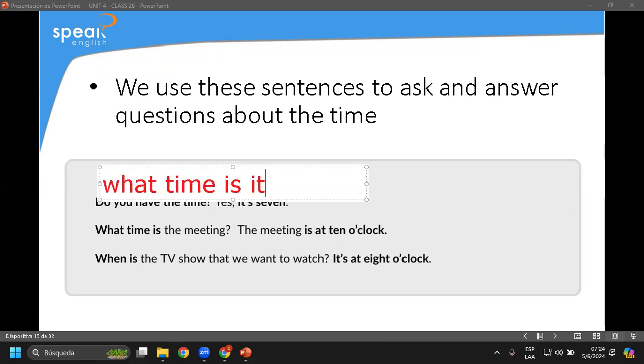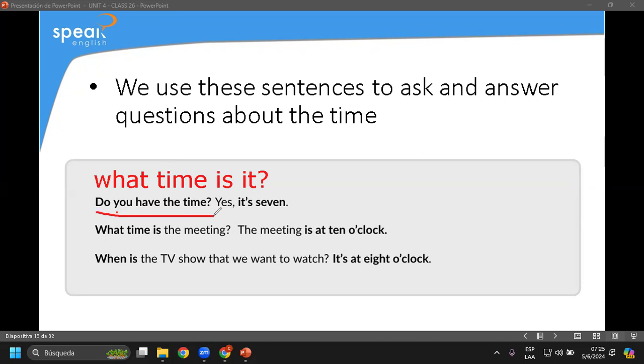What time is it? Esa es como la pregunta para saber, right? ¿Qué hora es? What time is it? Now, there is another option. Instead of saying what time is it, we can also say, do you have the time? Okay, so imagine if I ask you, hey, everybody, do you have the time? What would you say?